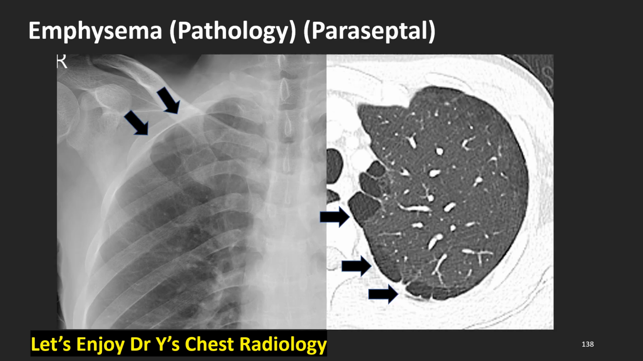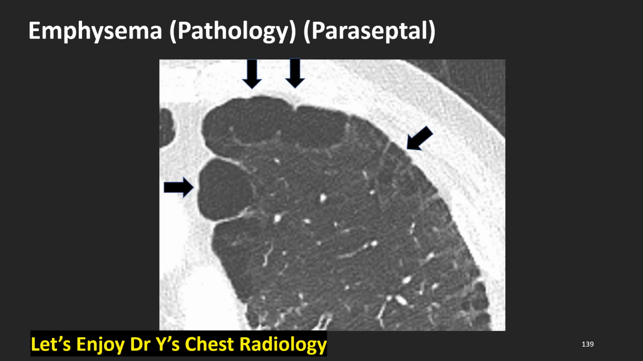Emphysema pathology, paraseptal. Arrows indicate paraseptal emphysema on chest X-ray and CT scan. Arrows indicate paraseptal emphysema without architectural distortion.